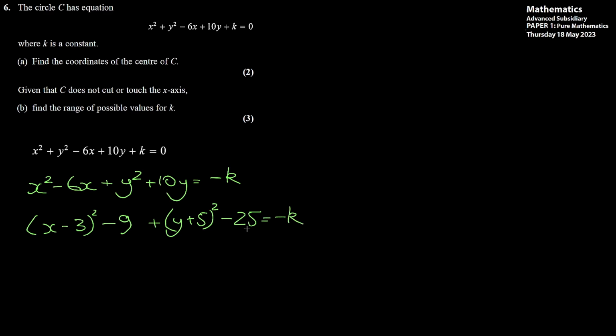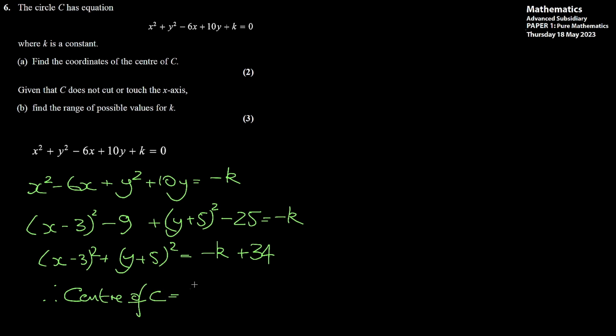Grouping all the constants together and putting them onto the right-hand side, that leaves me with x minus 3 squared plus y plus 5 all squared is equal to negative k. These two will add together and turn positive, and this will be plus 34. So therefore I can say the centre of the circle is at the coordinate of 3, negative 5. And that is your first answer.